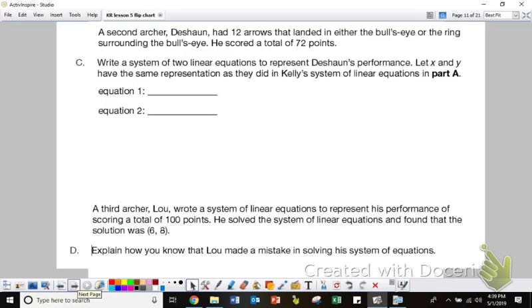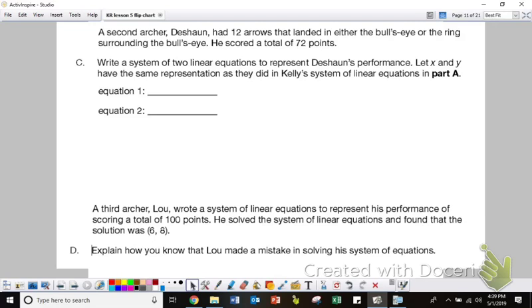Then the second archer, Deshaun, he had 12 arrows that landed in either the bullseye or the ring surrounding the bullseye. He scored a total of 72 points. We want to write another system of 2 linear equations to represent his performance. We're going to have x and y have the same representation as they did in Kelly's system in part A. So that means that x is going to be the one surrounding, and y is going to be the number that hit the bullseye.